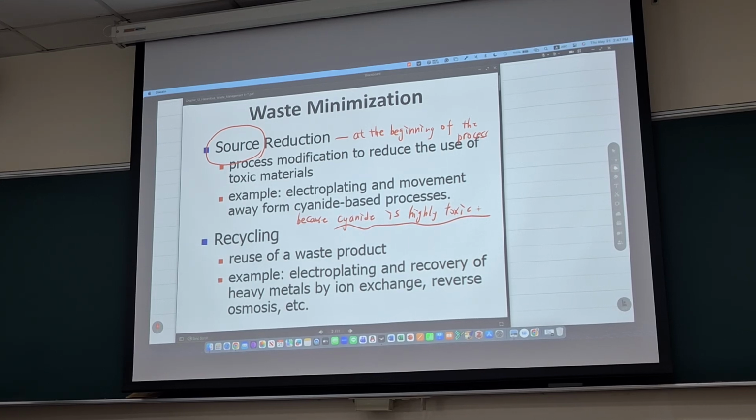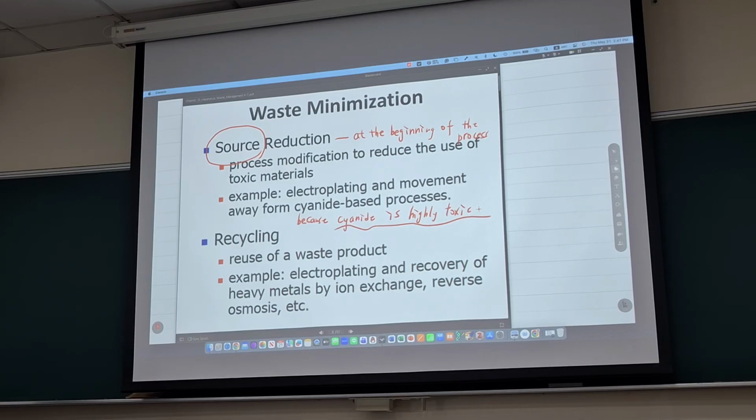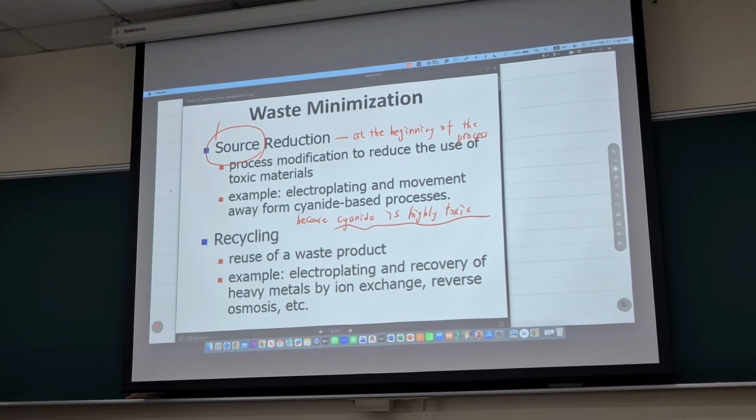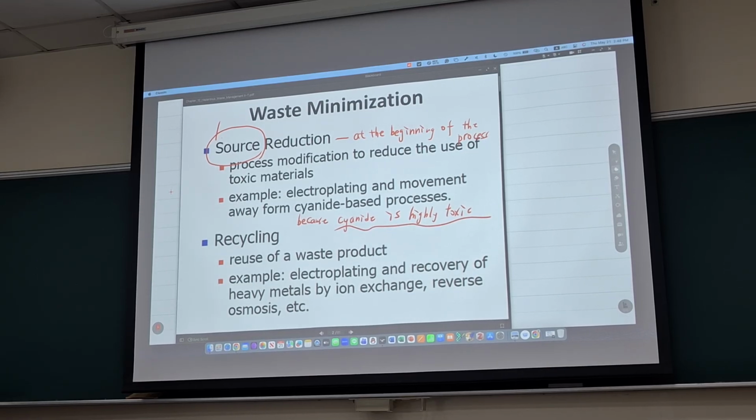So the rule of thumb is prevent waste before it is generated. Understand? Okay, so this is rule number 1, the source reduction. You reduce at the beginning of the process. For example, like electroplating, then you do not use the cyanide-based process. Use some other process instead, right?